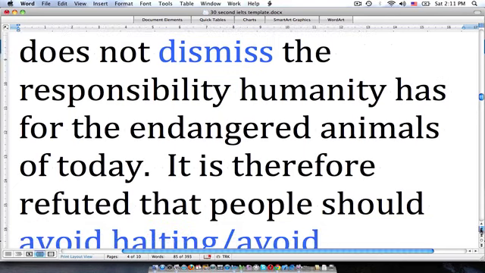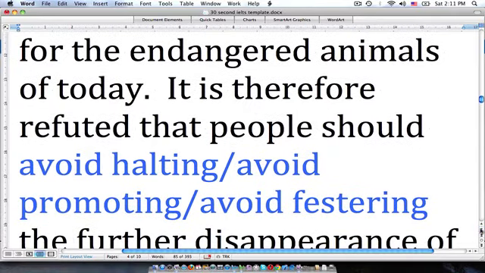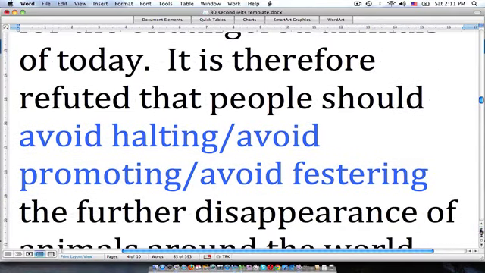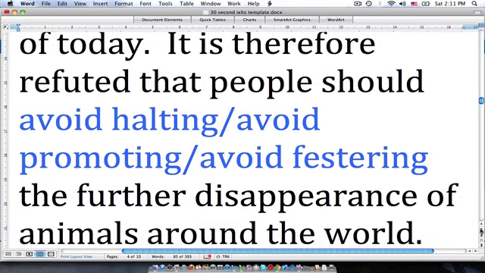Now, we get to our thesis. It is therefore refuted that people should avoid halting, avoid promoting, avoid festering the further disappearance of animals around the world. Okay, the correct answer here would be avoid halting.